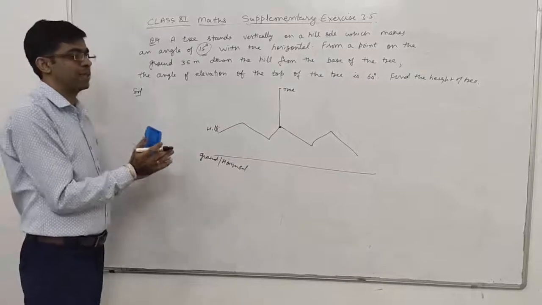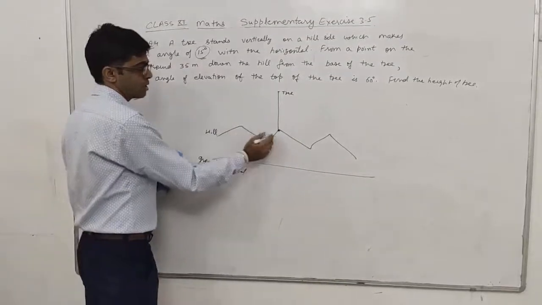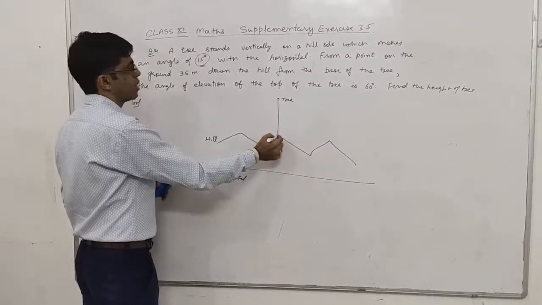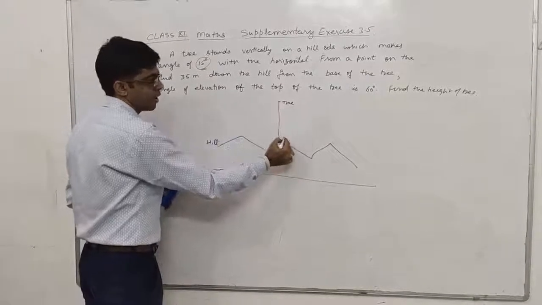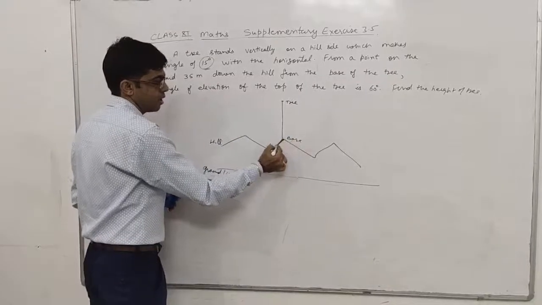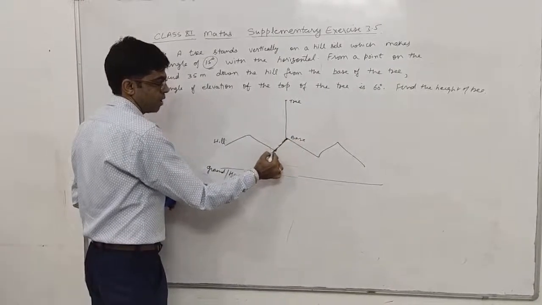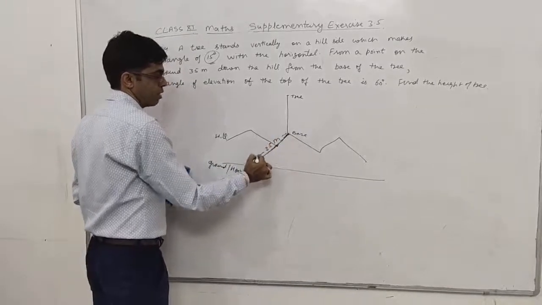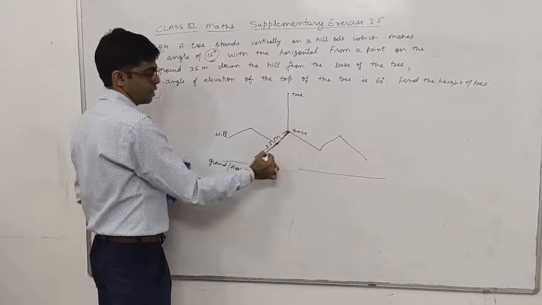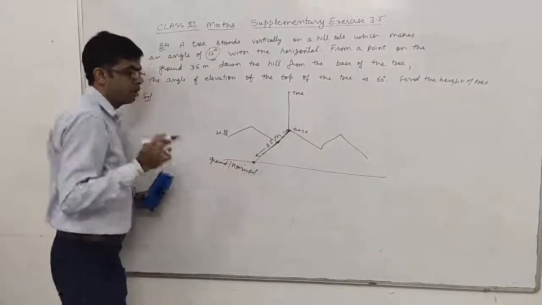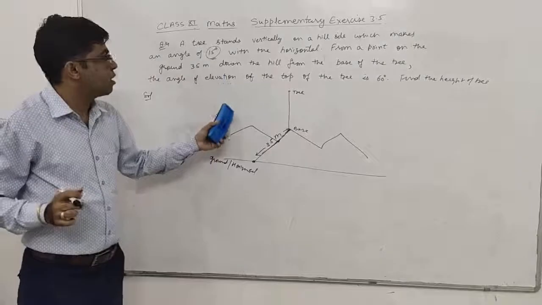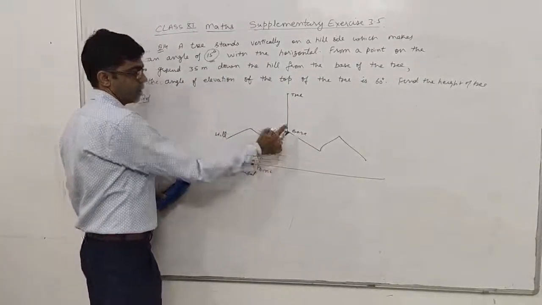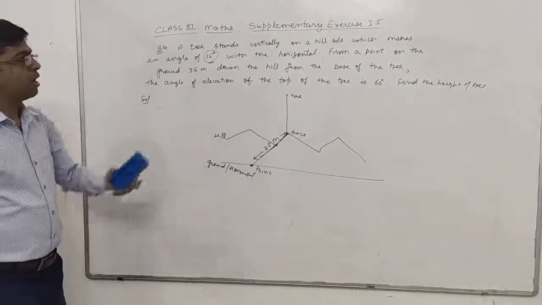How is this situation going to be made? Now, from a point on the ground 35 meters down the hill from the base of the tree. This is the base. 35 meters down. Suppose this is 35 meters down. From this point, 35 meters down, there is a point on the ground. From a point on the ground, this is the ground. This is the point 35 meters down the hill from the base of the tree.